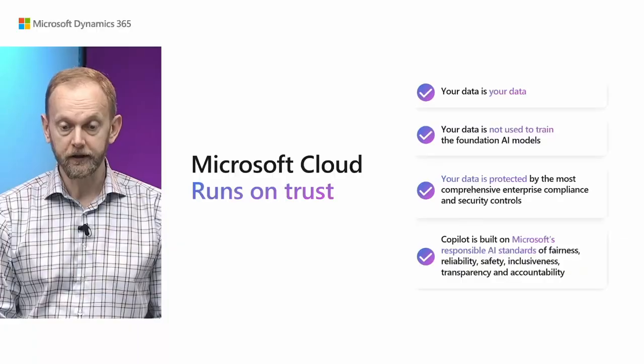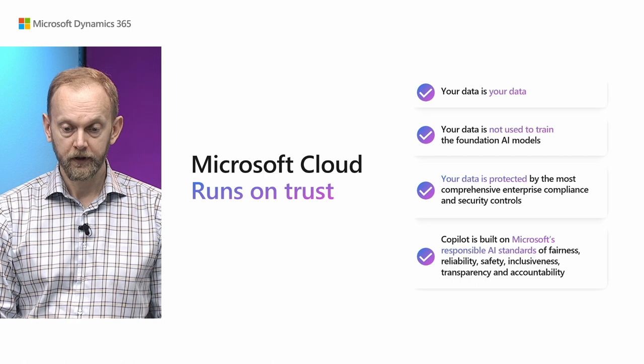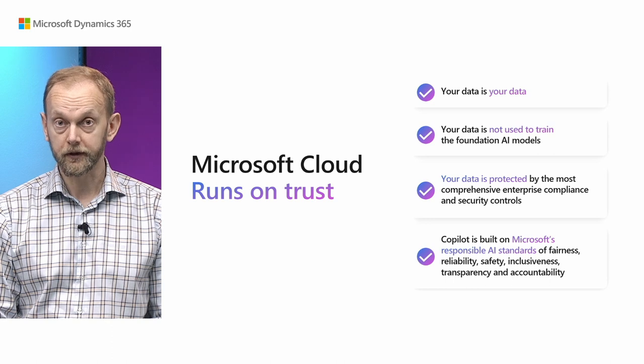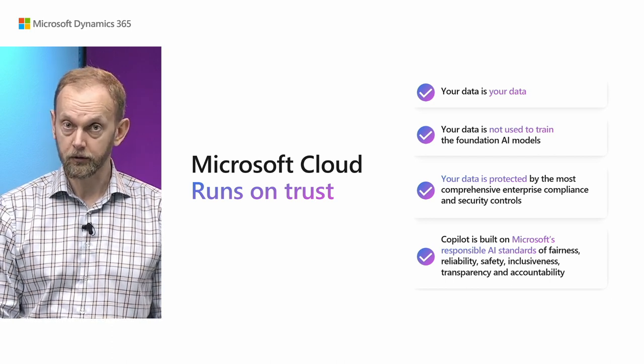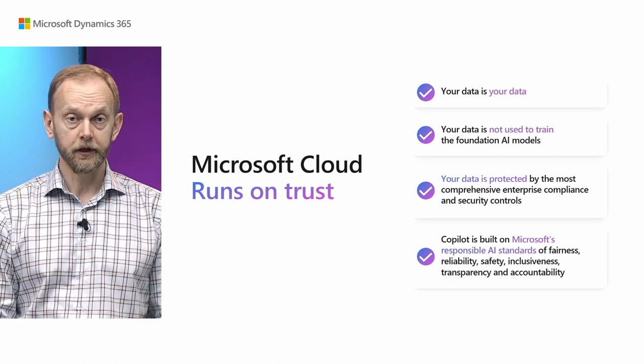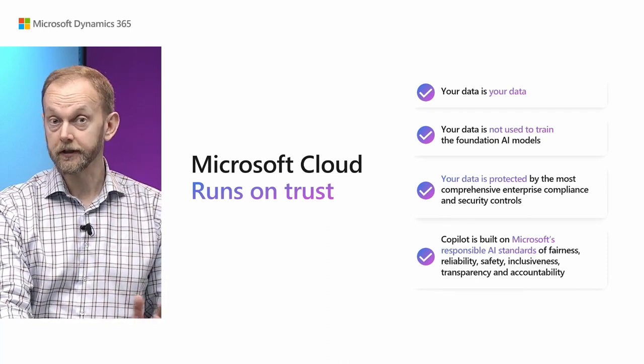All right, so this is about data. I would like to remind that this data is your data, and it's not used to train any Copilot capabilities. And your data is very much protected by comprehensive enterprise compliance and security controls. All right? And if you would like to know more about responsible AI standards by Microsoft, you can always find them on the Microsoft website. Search for responsible AI standards, and you will see how to ensure fairness, reliability, safety, inclusiveness, transparency, and accountability.